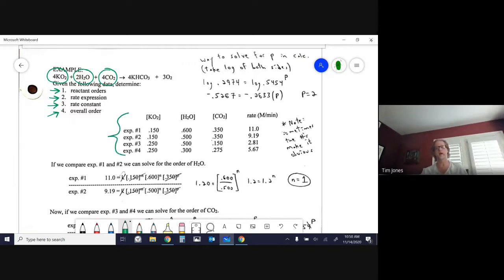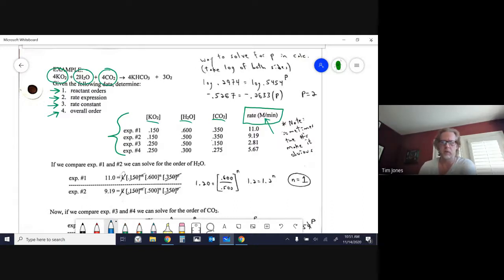Somebody took this reaction and they ran it 4 different times. Listed here is the concentration of each chemical, the reactants. That was at the beginning, and then they determined the rate. Now in this case, they determined the rate in molarity per minute. In other words, this is how fast the molarity of the chemical was going down every minute. And again, it's going down because these are the reactants.